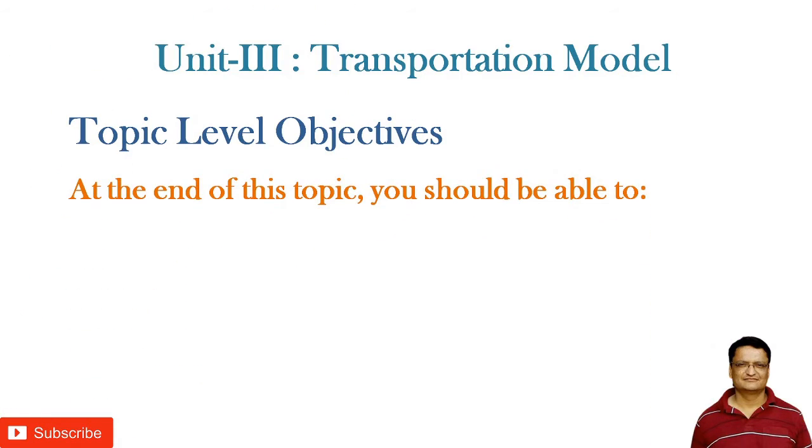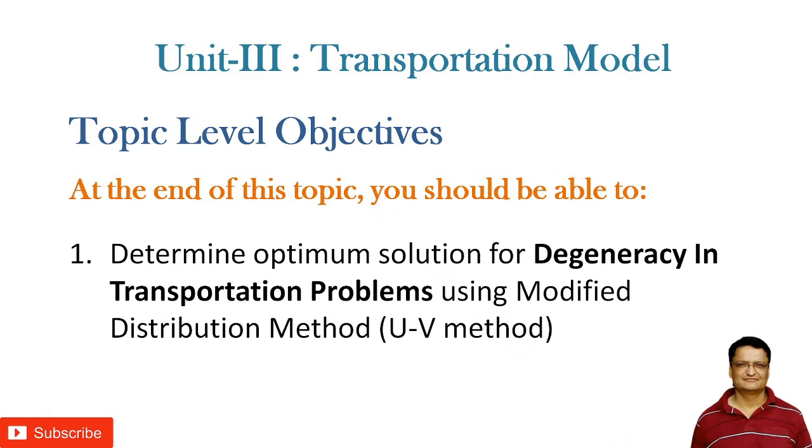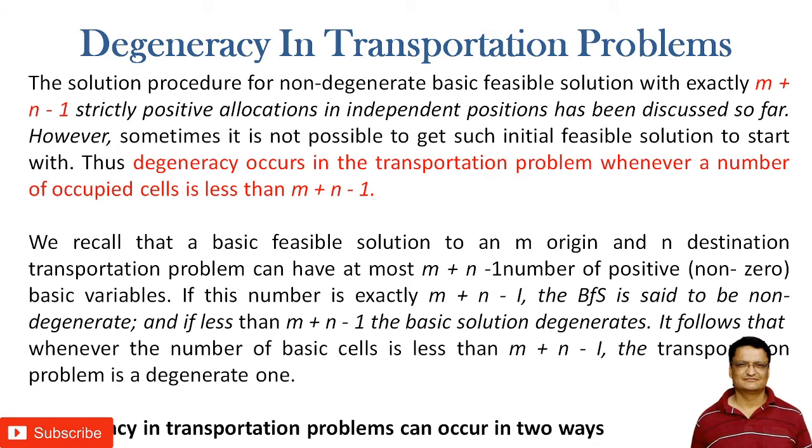At the end of this video, you should be able to determine the optimum solution for degeneracy in the transportation problem using the modified distribution method, which is also called the UV method. So what is degeneracy in a transportation problem?